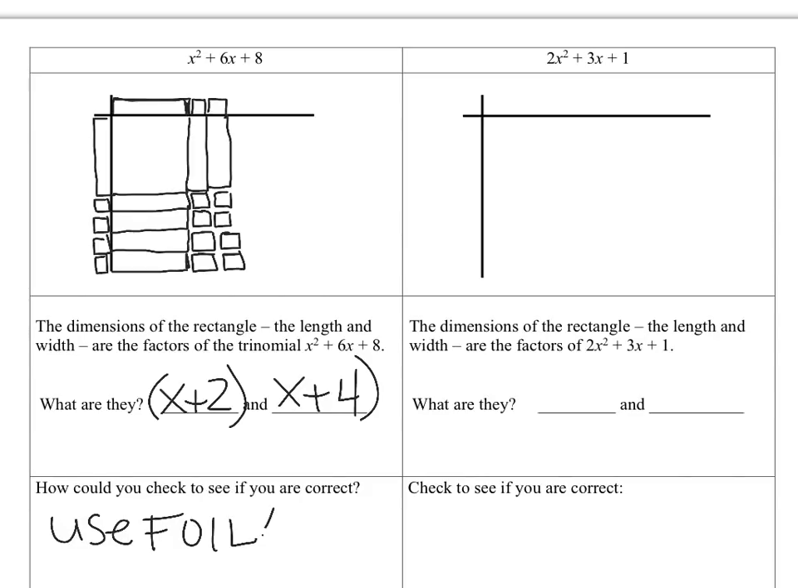So I've got 4x and 2x is 6x, and then 2 times 4 is 8. And I'm missing a little parenthesis right here. Okay, let's do one more together.